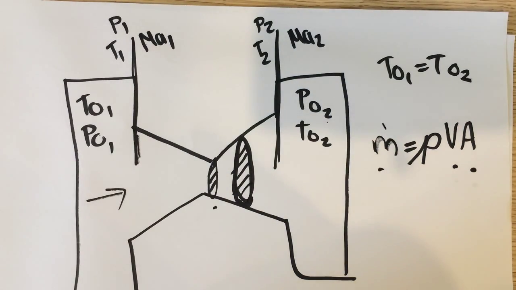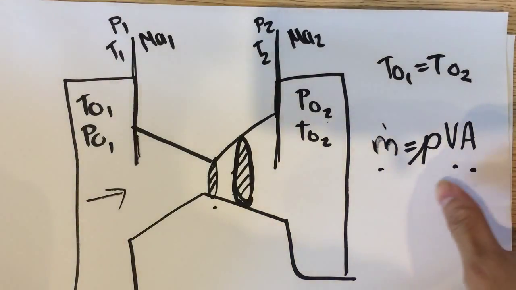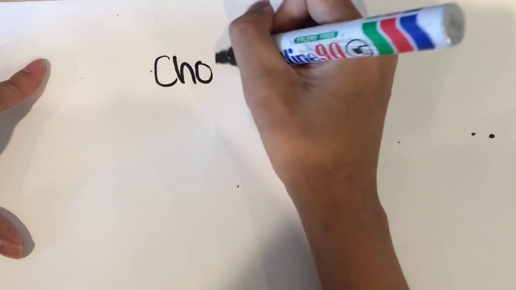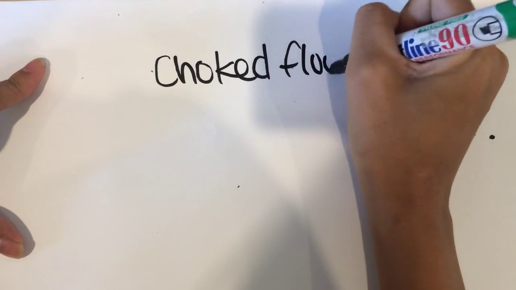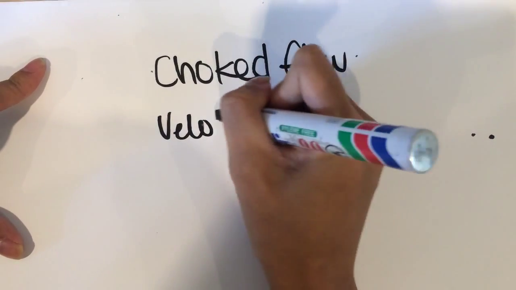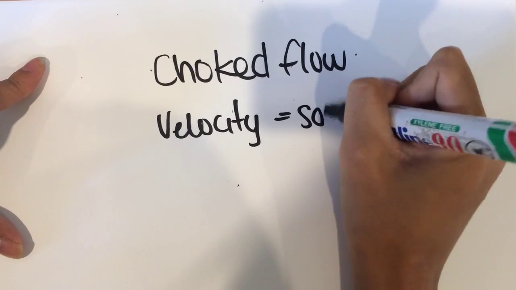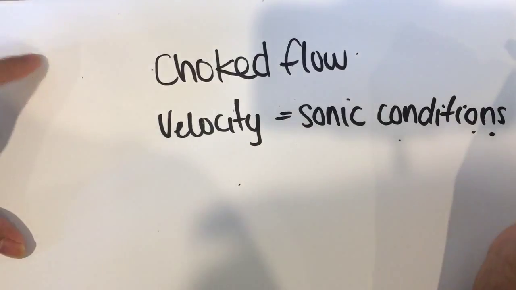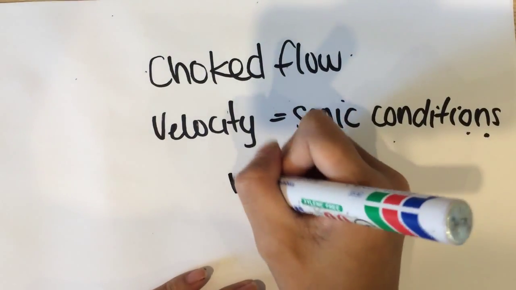Now we will talk about a circumstance that happens in a converging and diverging duct, and that is called choked flow. Choked flow occurs when the velocity of the flowing fluid reaches sonic conditions. So choked flow is when velocity equals sonic conditions. And remember, as mentioned previously, sonic conditions is when Mach equals 1.